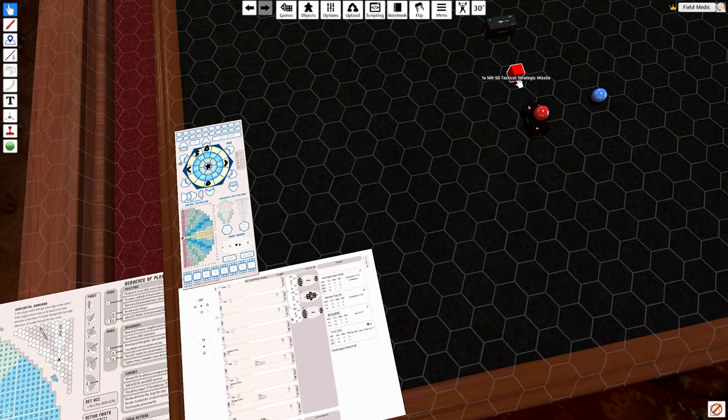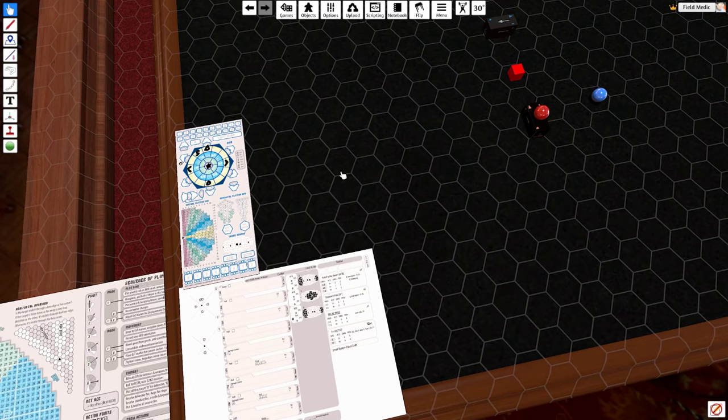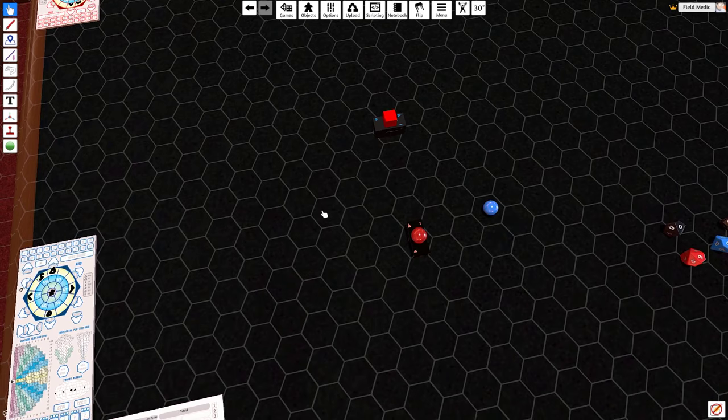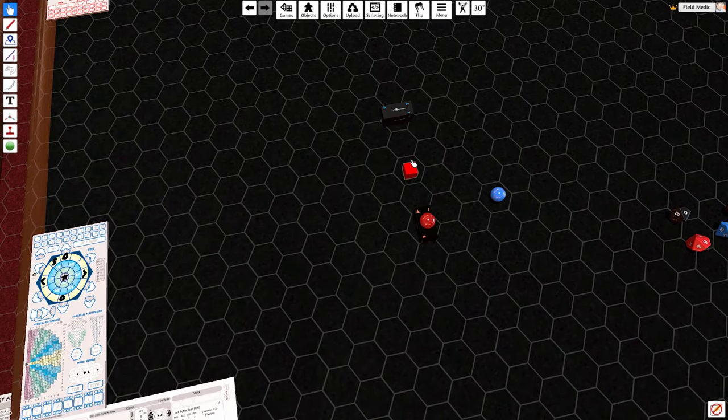Keep in mind, they're still range 2 now, so this would be a much easier shot, and that missile never would have survived. But let's assume for some reason it got here, and it's ready to make its attack. So how do you make an attack with a missile?